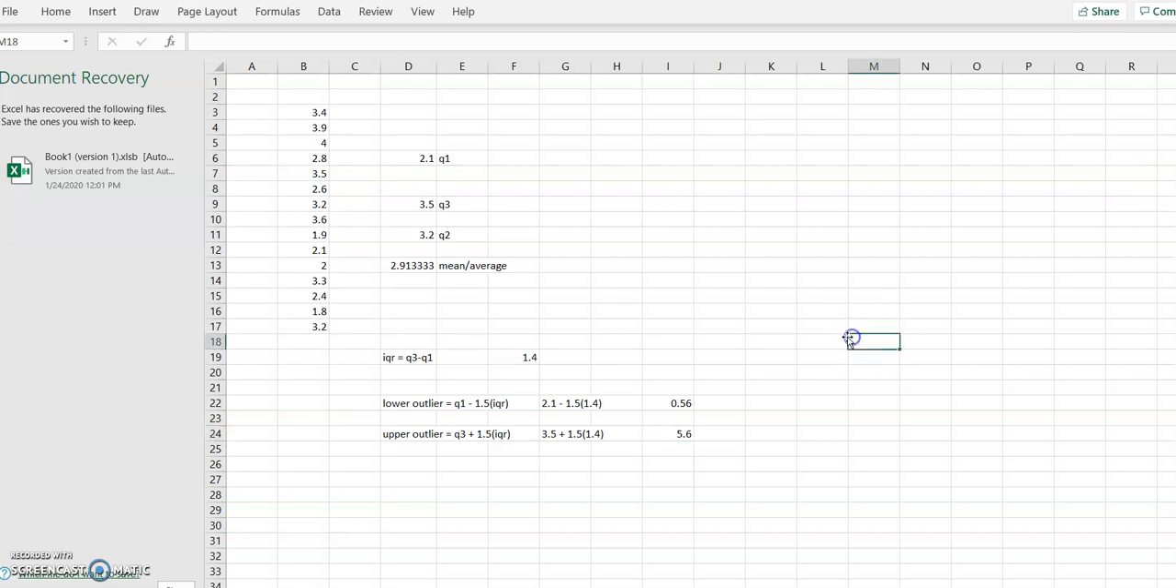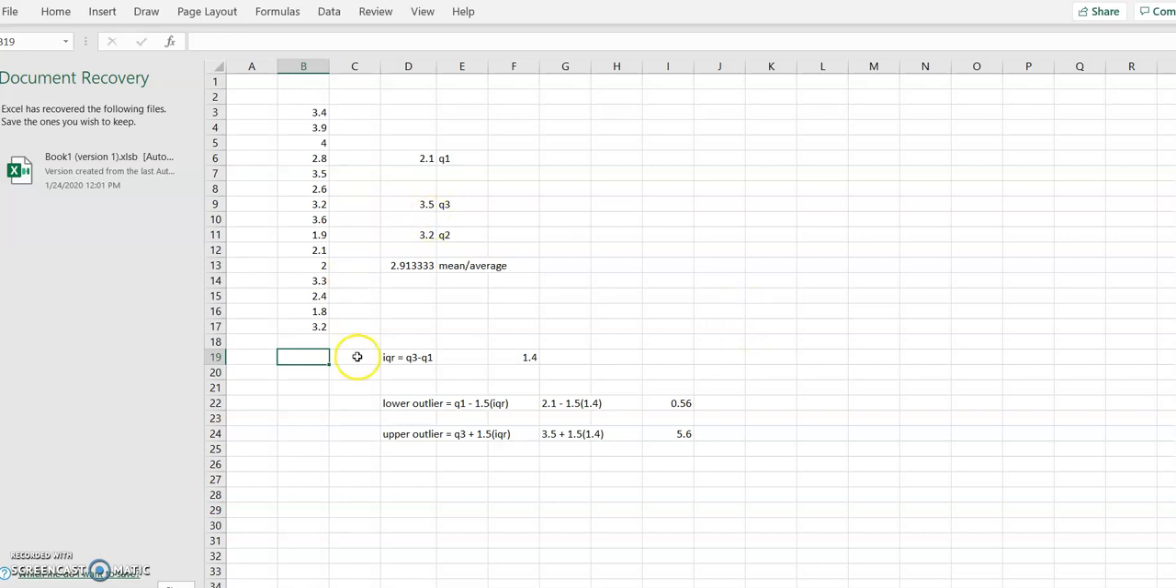So what that means is this. If there's any data that is less than 0.56, it's considered an outlier. There is no data less than 0.56, and the same goes for any data higher than 5.6. There is no data higher than 5.6. So in other words, there are no numbers in the data that are considered outliers. And an outlier, in case you're not sure what it means, is a value that stands out as extremely high or extremely low compared to the rest of the data.